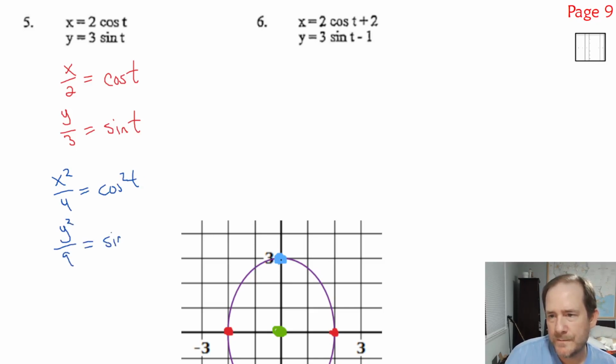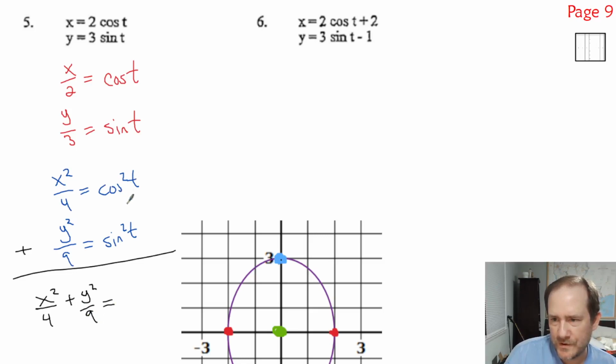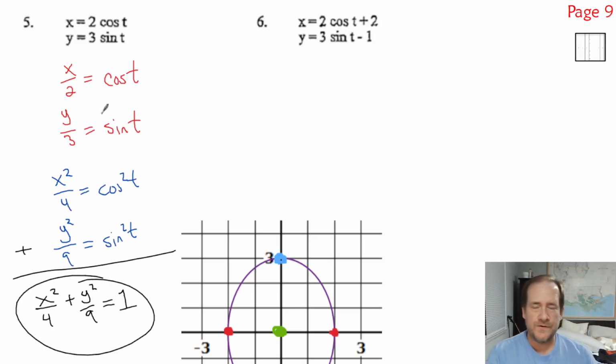That equals sine squared. Then I can add these two equations together, getting an x squared over 4 plus y squared over 9. That equals cosine squared plus sine squared, so it equals 1. There you go. So this is the algebra I'd need to see. I would want to see you dividing both sides by 2, then squaring both sides, then adding them together. But that's it.